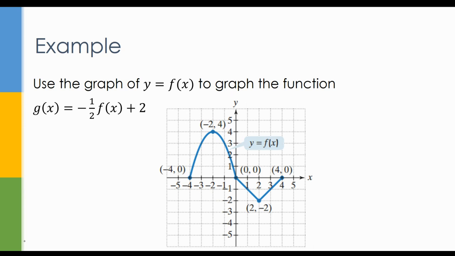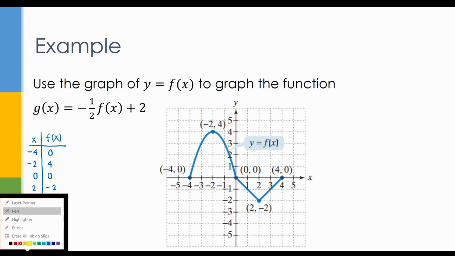Since there's quite a few things going on here, I think the easiest thing to do is create a table based off of the ordered pairs for the f of x function, then manipulate the ordered pairs by continuing on with this table, and then plot those new ordered pairs for my g of x. So we've got the ordered pairs (-4, 0), (-2, 4), (0, 0), (2, -2), and (4, 0). Okay, so there's my original function.